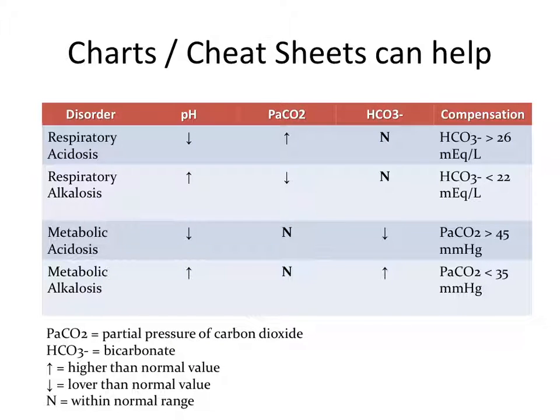So you may want to use a cheat sheet or some kind of little chart to help you remember the values. This one's kind of helpful too, where you can see if the pH is going down or up, in the accompanying other values with the CO2 or bicarbonate. So you may want to look through that. Create something like this for yourself, but like I said before, do whatever works for you.